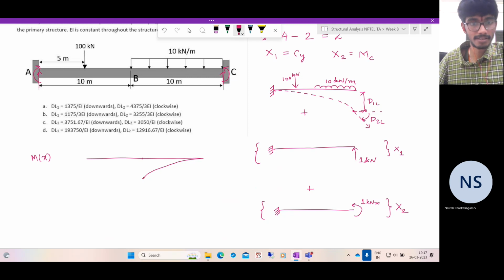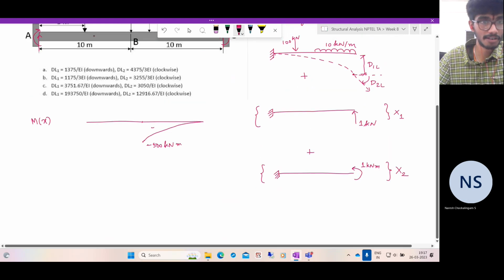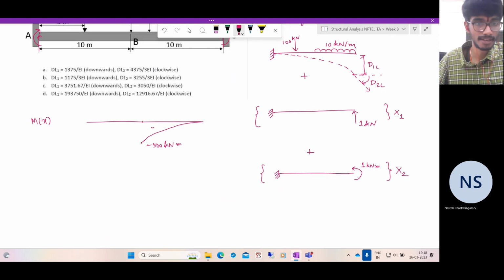So what is the value here? The value it takes here is 10 minus 10 into 10 square by 2. So it is minus 500 kilonewton meter. And then there is a discontinuity here because of the concentrated force. So let us find. So beyond this, it will be linear because it is free of any forces. You have only point loads. So from here, with the same slope, it continues up to a point.